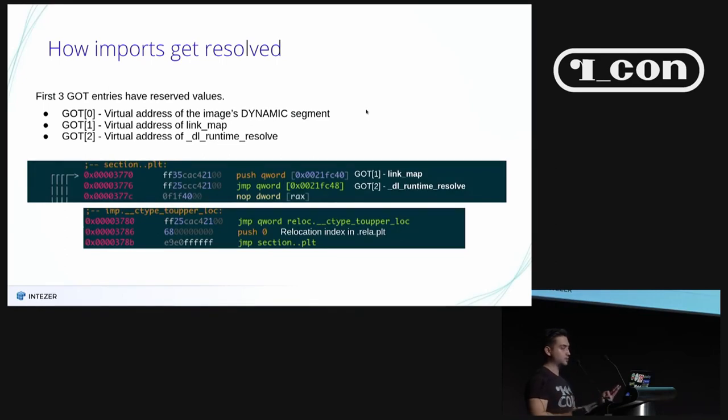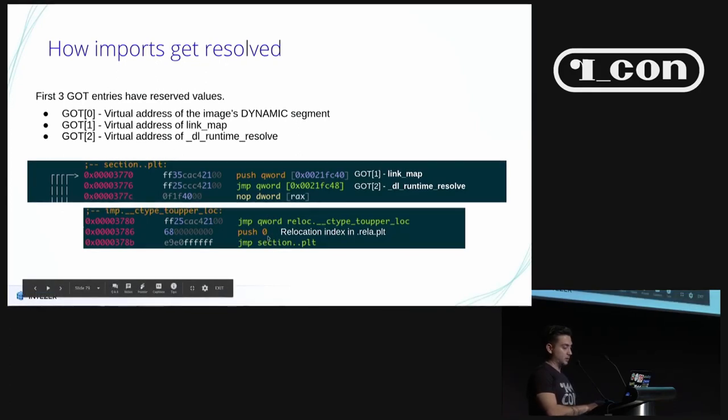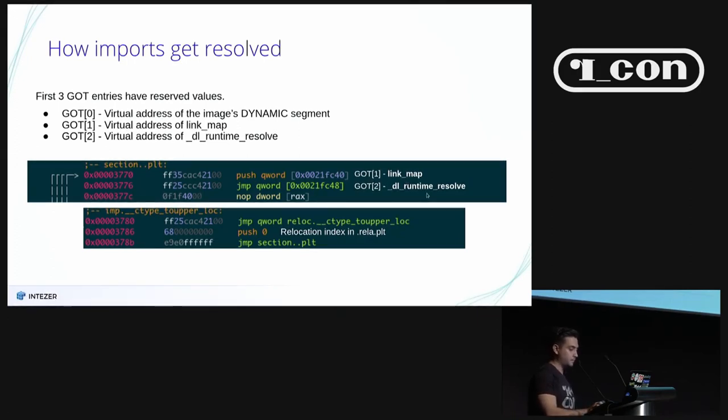The first GOT entries have specific values, and two of them actually get resolved at runtime. The first GOT entry is the address of the dynamic segment. The second is the address of a data structure called link_map, which contains all the information of the loaded modules. The third is the address of a linker export called _dl_runtime_resolve. So literally what happens is that when the relocation index gets pushed, it jumps to the first PLT entry, pushes the link_map data structure, and then calls _dl_runtime_resolve.